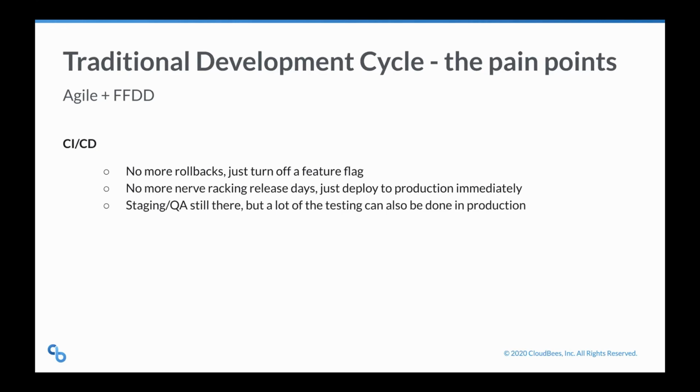Staging and QA are still there, but a lot of testing can also be done in production. And I know a lot of people frown at the phrase of testing in production, like testing and production and QA and staging should be separate environments. But with feature flags, honestly, they give you that confidence of, hey, we can release this to production. Let's test things in production and see how the production environment handles this new feature.